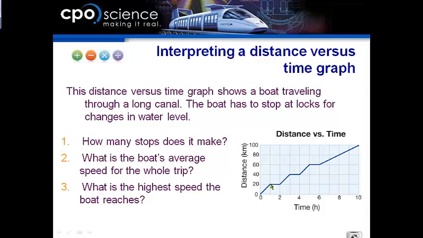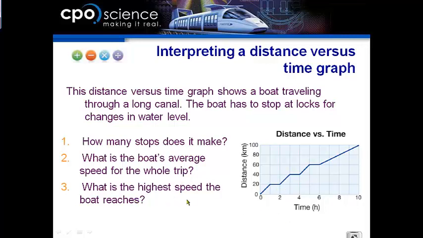So here it's going 20 kilometers an hour. Here it's going 0 kilometers an hour. Here it's going 20 kilometers an hour. Here it's going 0. Here it's going 20 kilometers an hour. Here it's going 0. And from here it's going from 60 to 100, so that's 40 divided by 4 hours, from 6 to 10. Here it's actually only going 10 kilometers an hour. Okay? So it's going different speeds at different times, but for the average for the whole trip, you take the beginning and the end, so 100 kilometers divided by the total time, 10 hours, so it's actually going 10 kilometers per hour for the whole trip.